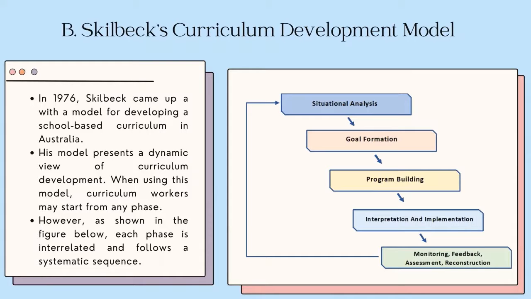Skilbeck's model describes this phase, both external and internal. This first phase. So, dun sa external, kasama dito yung culture, parents' expectation, at yung mga support system. While sa internal, it includes students' abilities and needs, also the teacher's skills and knowledge.